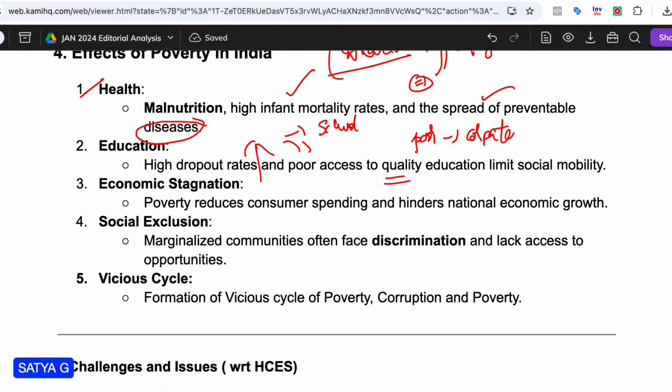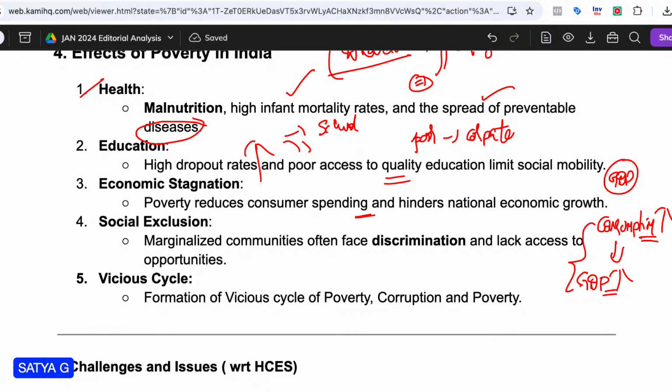And economic stagnation, right? Poverty reduces consumer spending. It is a simple concept in GDP or economic growth, we all know the GDP cycle. Whenever consumption increases, what will happen? GDP growth is stimulated, GDP will increase. This is a basic funda. So whenever there is no money in the pockets to spend, there is no consumption, then GDP growth rates will decrease.